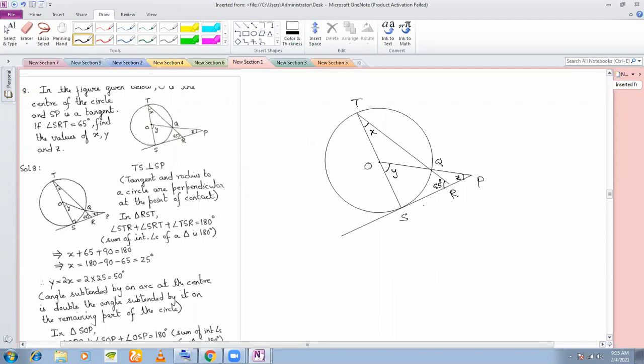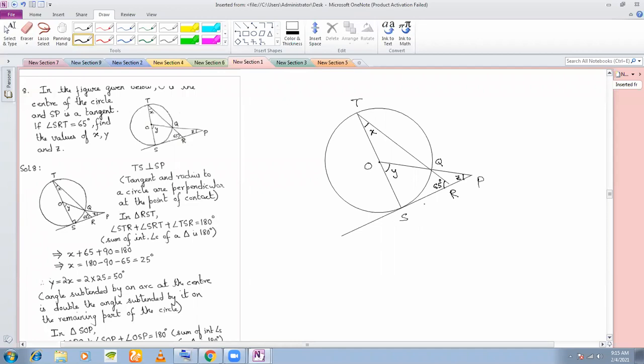Okay, so this is your figure given. And now let's read the question. In the figure given below, O is the center of the circle. So we see the center O. And SP is a tangent. So here the line SP that you see at the bottom is a tangent at the point S. S is a point of contact.